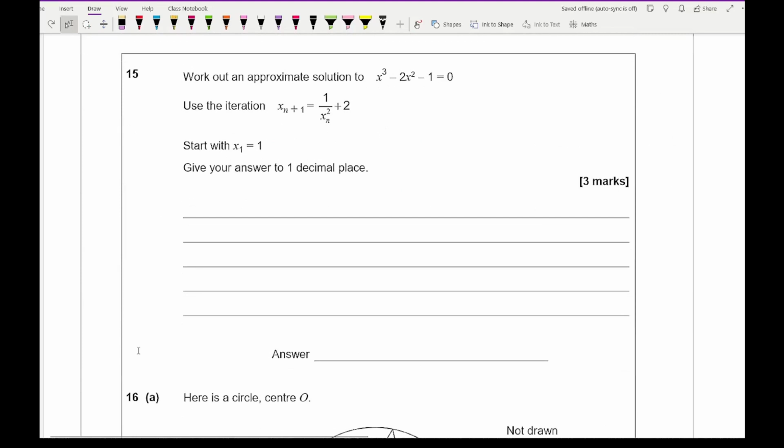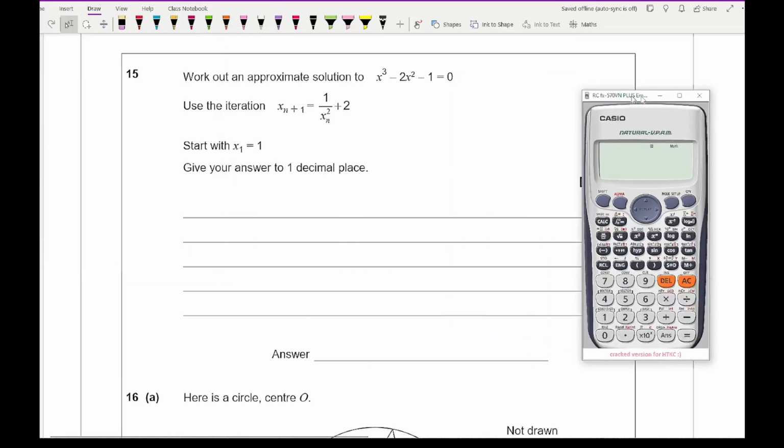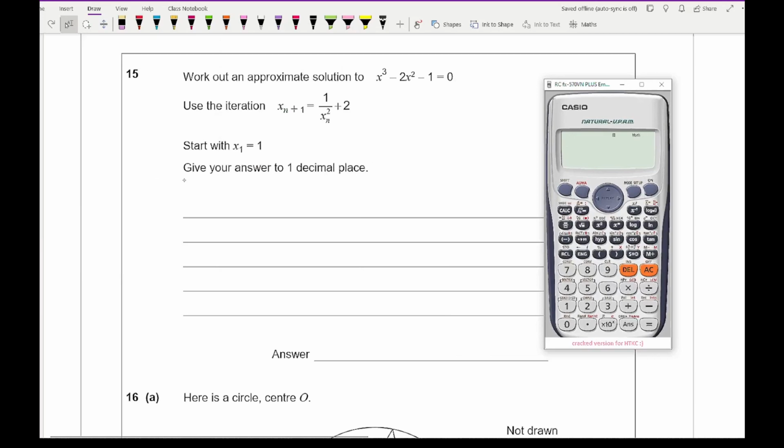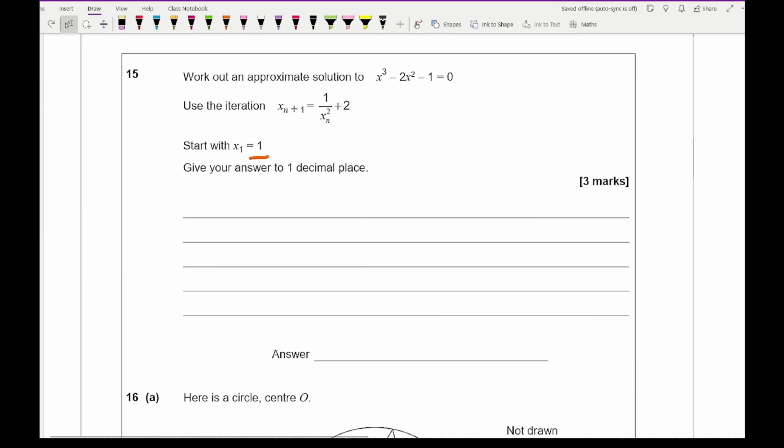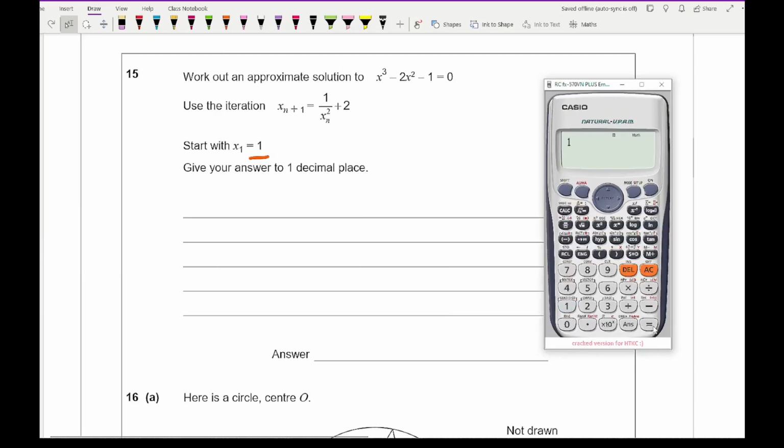Then moving on to question 15, it says work out an approximate solution to this by using the iteration of that. It says start with x equals 1. Now again, what you want to do on your calculator is, if this loads up, yes it does. So here you enter the first value, which is 1. So write 1 and then press equals.